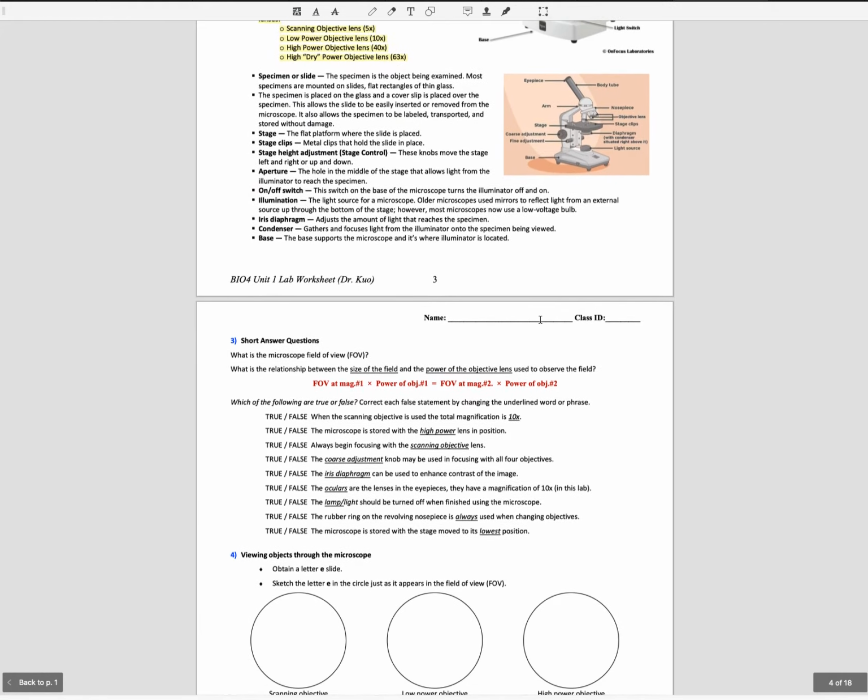Now moving on to page 4 here. This section talks about the field of view, the concept of field of view. What field of view is, is just the area that you see through the microscope. So when you look through the microscope's ocular lens, you're going to see this round circular area within which you find your specimen magnified.